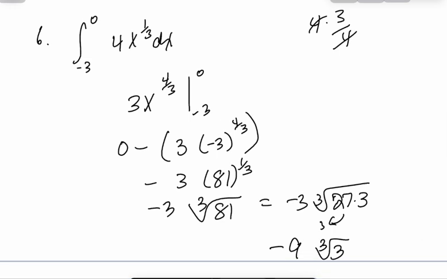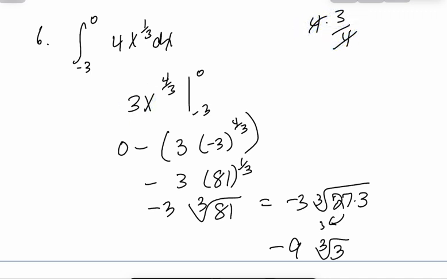Okay, let's go over it one more time. So our power went up by 1, it became a 4/3. I have to multiply by the reciprocal of that, 3/4. So the 4 that was there and the 3/4, the 4's cancel, only leaving me a 3.